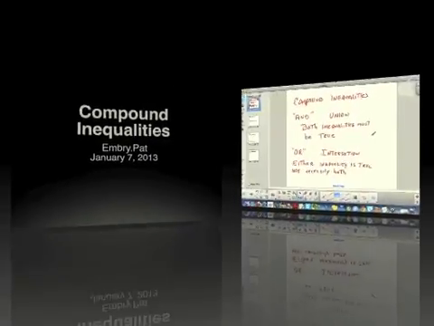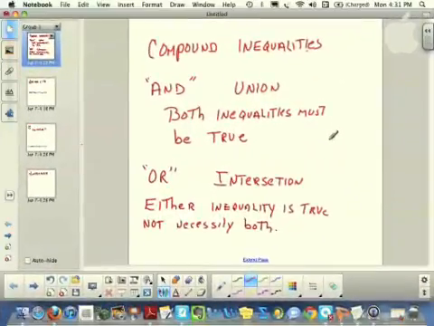Look at compound inequalities. That means that we are solving two inequalities at the same time. They might be connected by the word and, which means both inequalities must be true. That's called a union of the inequalities.